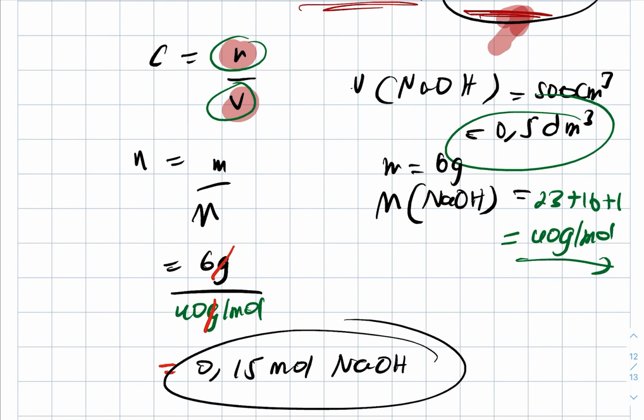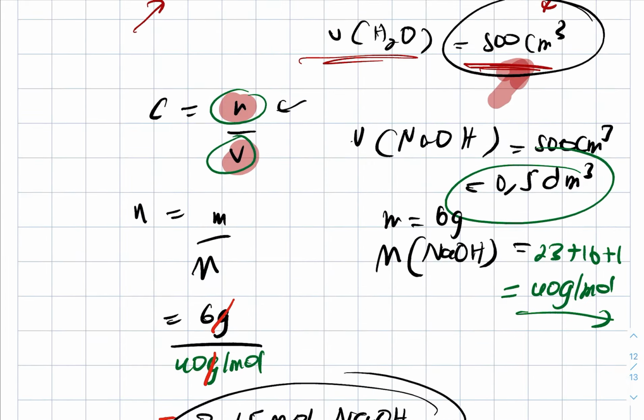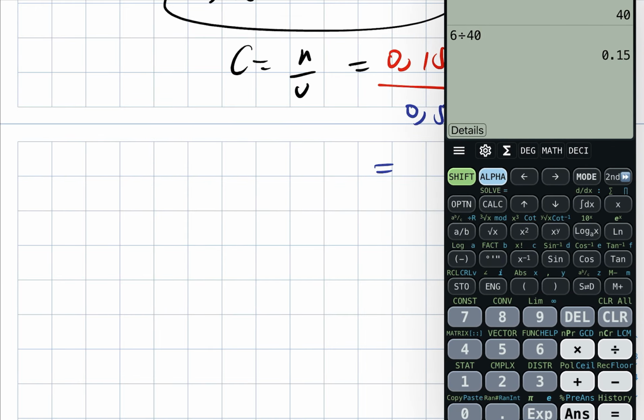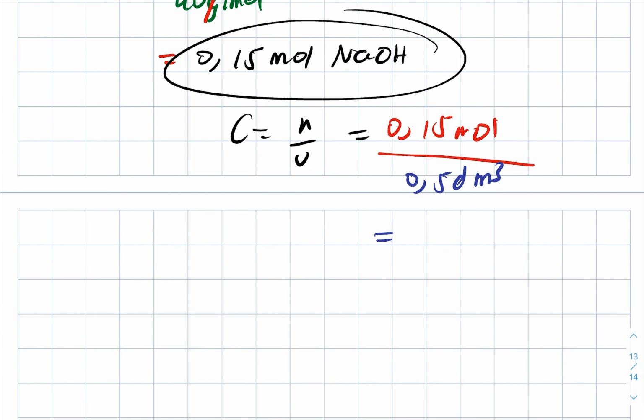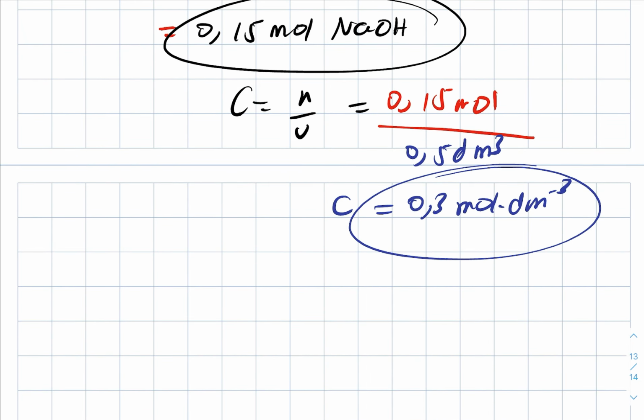Now the number of moles is going to be placed into that equation. So the concentration is going to be the number of moles divided by volume. The number of moles I just calculated here is 0.15 mole. The volume is the same as the volume here for the water, 0.5 cubic decimeter. Now you simply take a calculator and find that out. So we have 0.15 divided by 0.5, which is going to give us 0.3. So the concentration is 0.3 mole per cubic decimeter. So that's your concentration of sodium hydroxide.